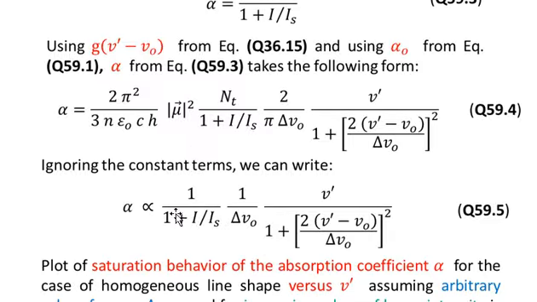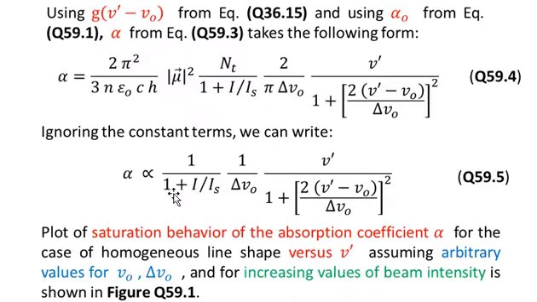Now ignoring the constant terms, we can write that alpha is proportional to 1 over 1 plus I over IS multiplied by 1 over delta nu naught and then multiplied with 1 over 1 plus square of 2 into nu prime minus nu naught divided by delta nu naught. So alpha is proportional to this quantity. The rest of the quantities which were constant have been ignored.